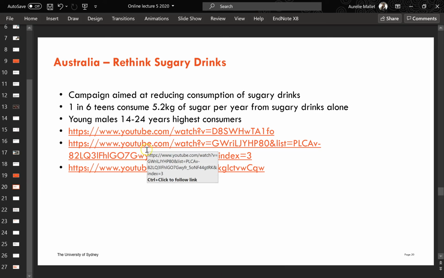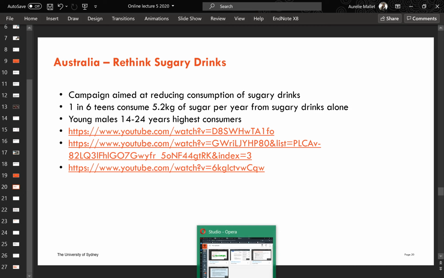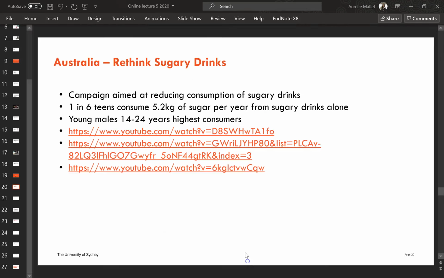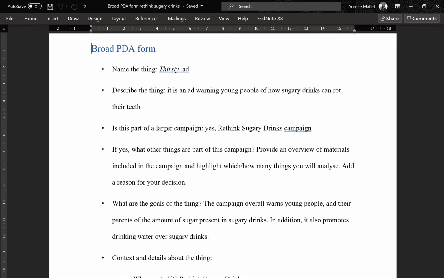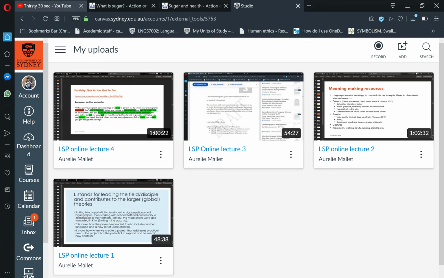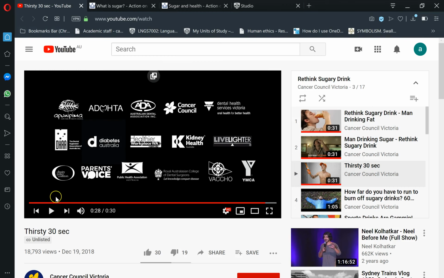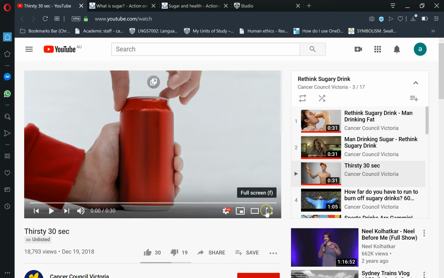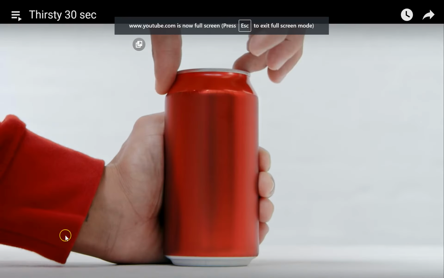So that was the teenagers with the rotten teeth. Okay, let me just play it again. Oops, so we'll do a PD analysis of this one.